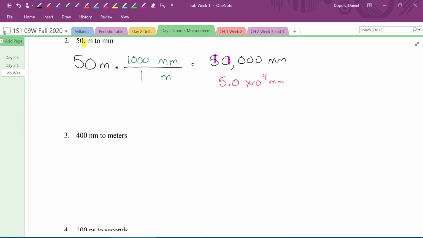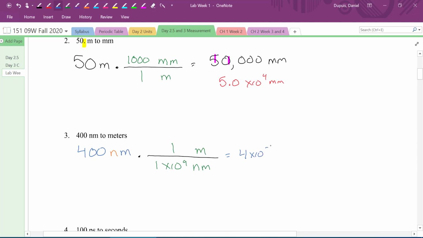Number 3, we have 400 nanometers to meters. So I start with 400 nanometers. And we're going to convert this to meters. Alright. So I'm going to put nanometers on the bottom, meters on top. Now I was taught the bigger unit always gets the 1. It doesn't have to be that way, but I'm going to say the bigger unit gets the 1. 1 times 10 to the 9th nanometers is a meter, right? Because nano is a billionth of a meter, right? If I took a meter stick and divided it into a billion equal parts, each one of those parts would be a nanometer. And so if we do this math, we get 1 sig fig, times 10 to the negative 7th meters.